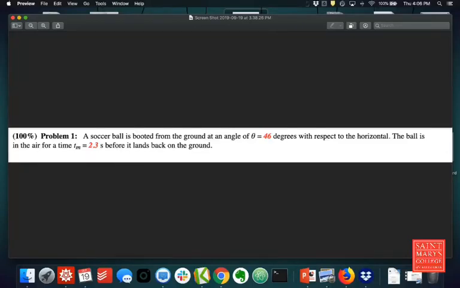Hey everyone. Since this problem gave a lot of challenges to some of the students, I thought I would work quickly through it so you can see another example of one of these worked out in class. So the checkup problem from this week was that a soccer ball is booted from the ground at some angle, in this case 46 degrees with respect to horizontal. The ball is in the air for t equals 2.3 seconds before it lands back on the ground, and the question was, what was the horizontal distance that the ball traveled?